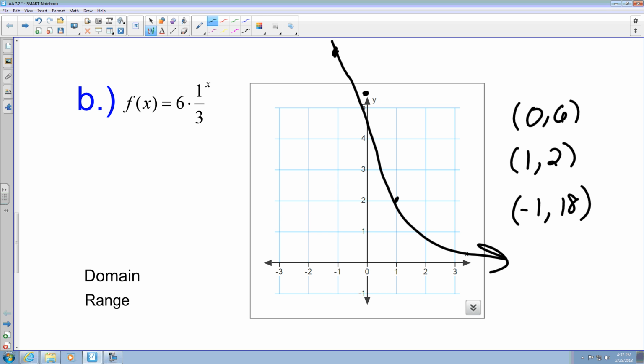So when I make my graph, it looks something kind of like this. Again, my domain would be all real numbers for my x values, and my range is still y is greater than 0.